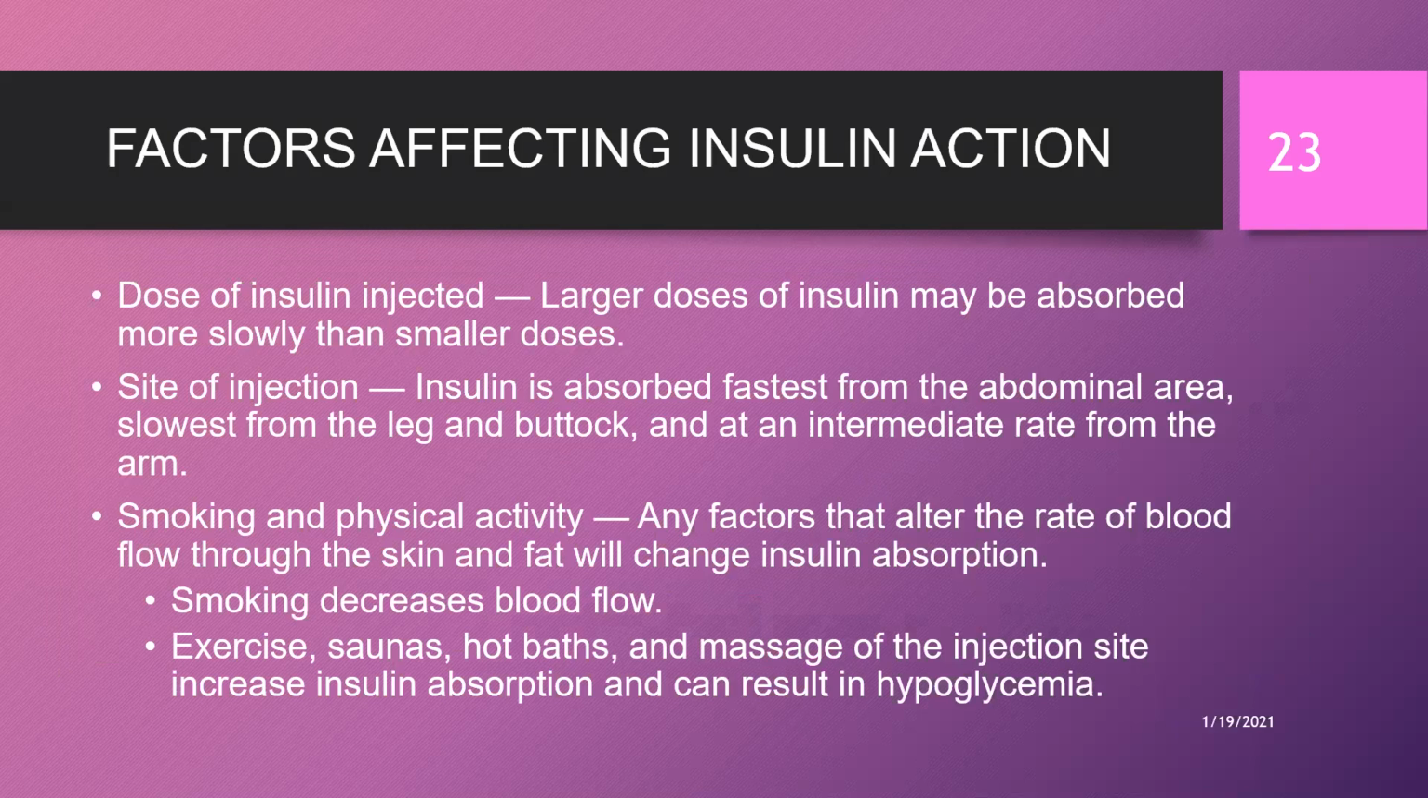Dose of insulin injected: larger doses of insulin may be absorbed more slowly than smaller doses. Site of injection: insulin is absorbed fastest from the abdominal area, slowest from the leg and buttock, and at an intermediate rate from the arm. Smoking and physical activity also affect the absorption. That is, any factor that alters the rate of blood flow through the skin and fat will change insulin absorption.